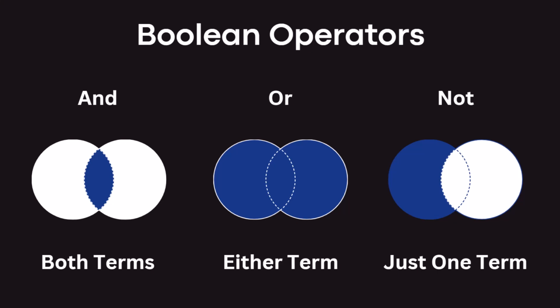Not restricts your search by looking for one term, but excluding the term that follows it, which is great if your search is yielding a lot of irrelevant results.